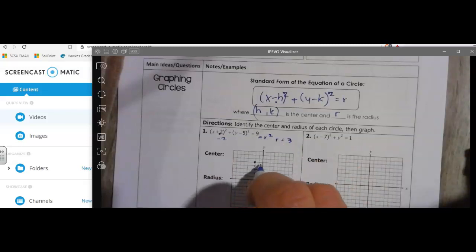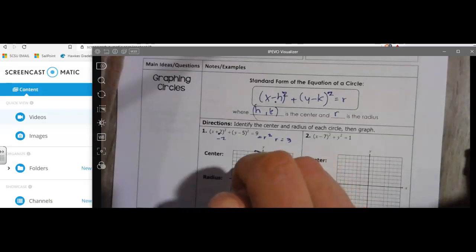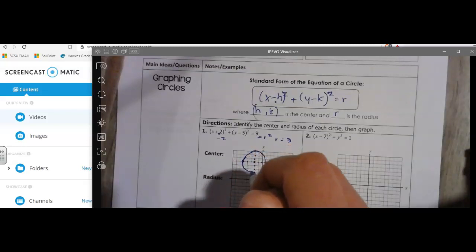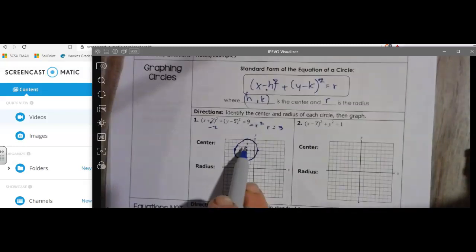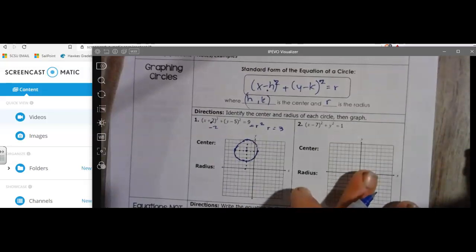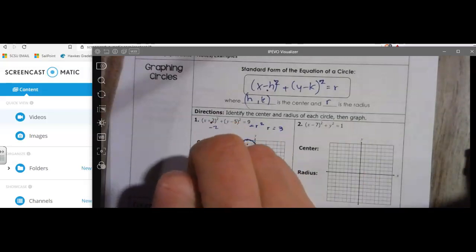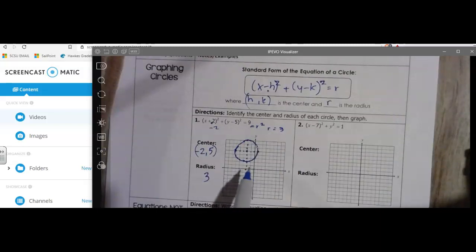So if you just count off 3 spaces, 1, 2, 3, in each direction, then you can make a circle that I can't draw very well, but I'll try anyway. That's not terrible for freehand, but a little loppy here. All right, so that's the circle. The radius is 3, and the center, as I just said, is -2 comma 5. I should have put that down first. Sorry about that.